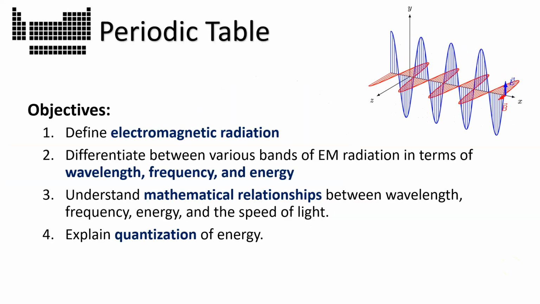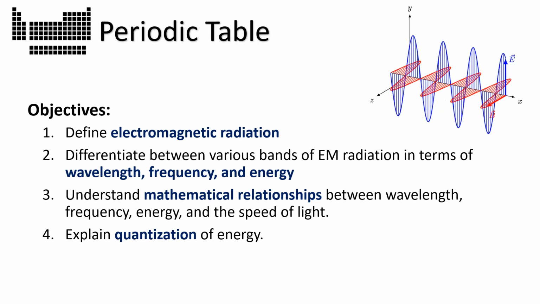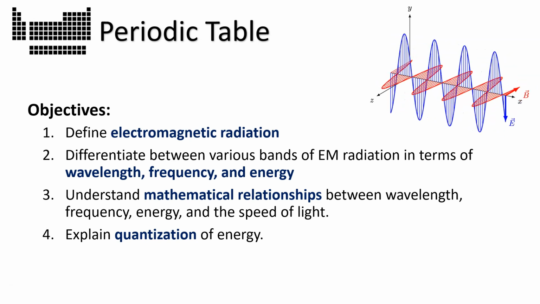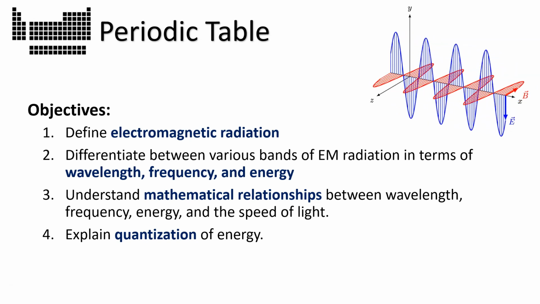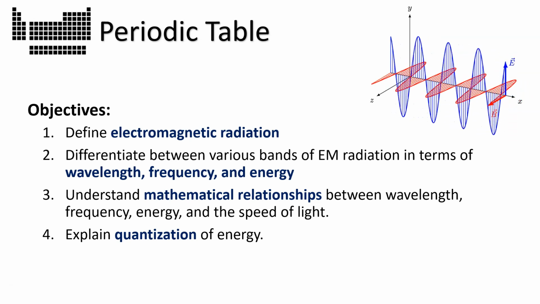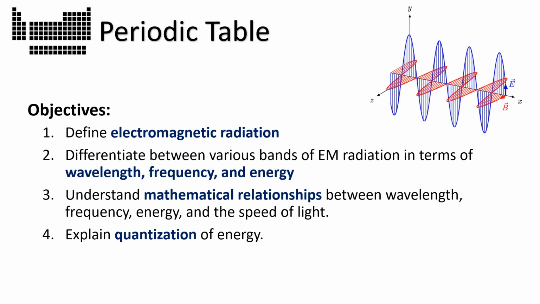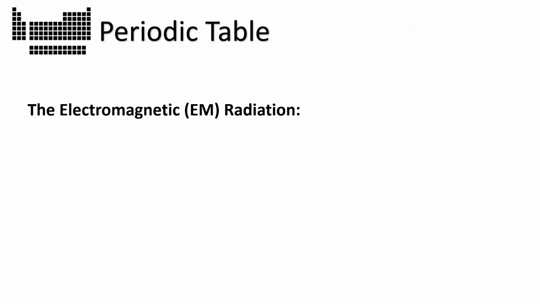Hey everybody, in this lesson I'm going to define electromagnetic radiation, talk about wavelength, frequency, and energy, which are some ways to describe this radiation. There's some mathematical relationships that connect these variables, and we'll also touch on the idea of quantization.